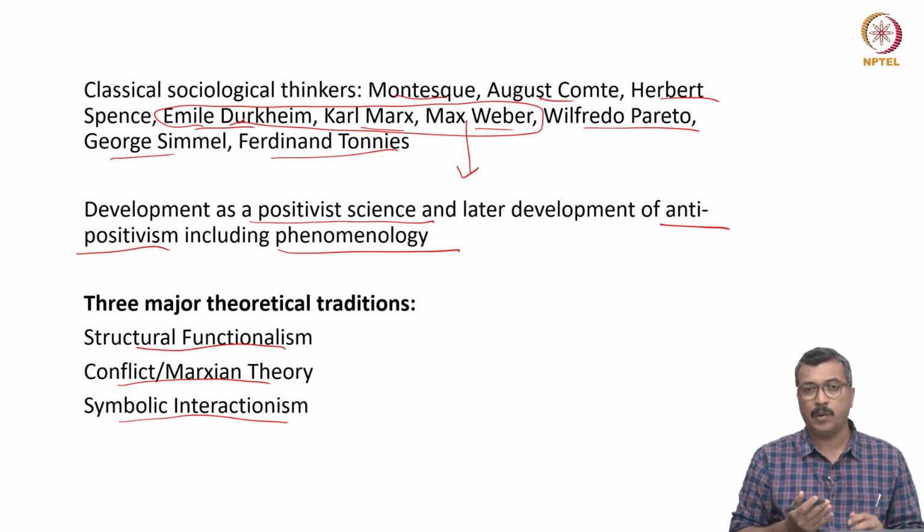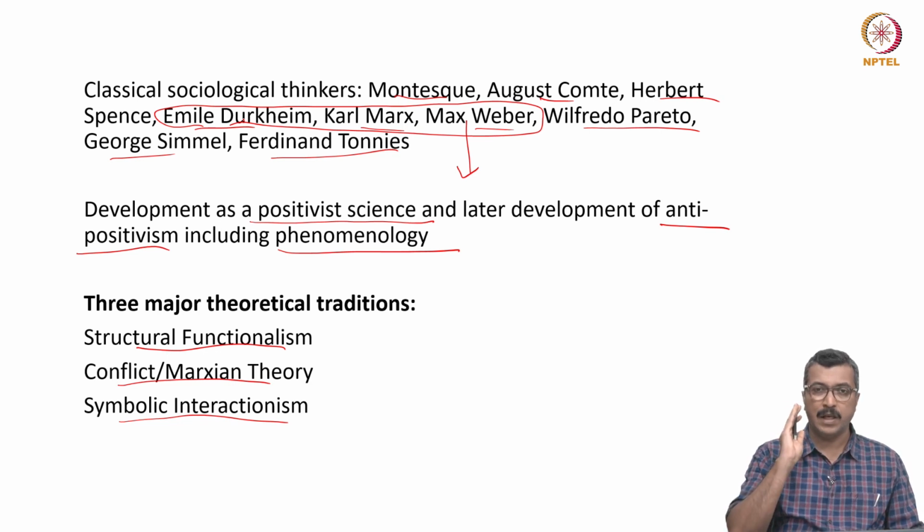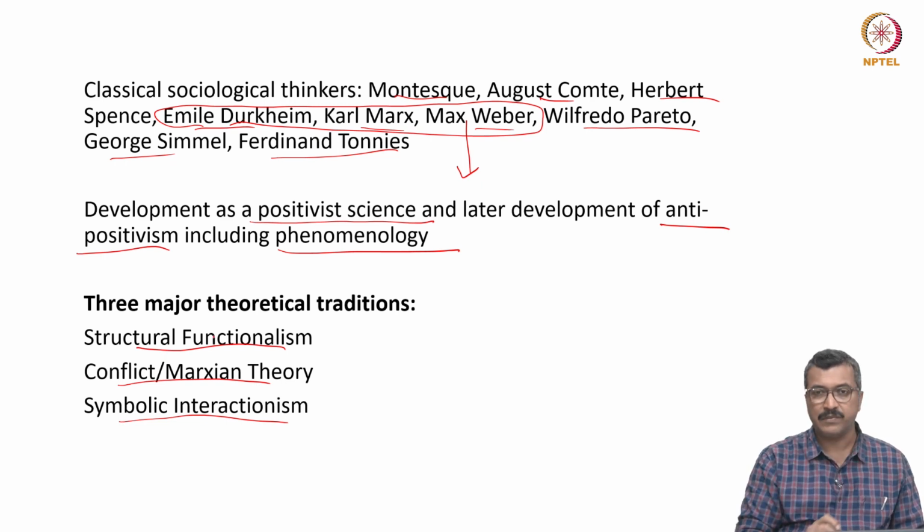Okay, so what holds the society together, how different parts of the society interact with each other and provide a kind of coherence to that society. This was a larger concern or larger orientation of structural functionalists.